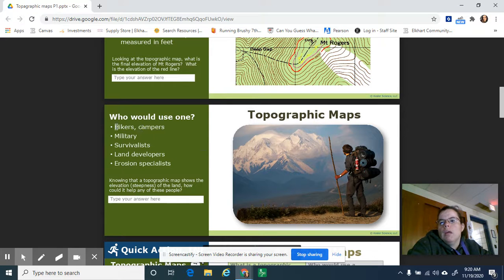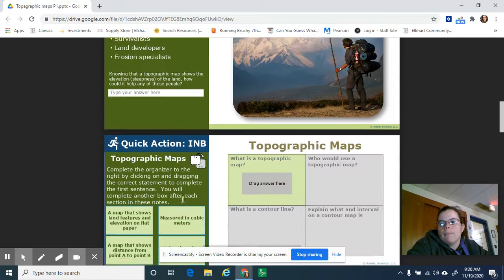Who would use one? Hikers, campers, military, survivalists, land developers, and erosion specialists. Knowing that a topographic map shows the elevation, which means the steepness of the land, how could it help any of these people? Put your reasoning right here.